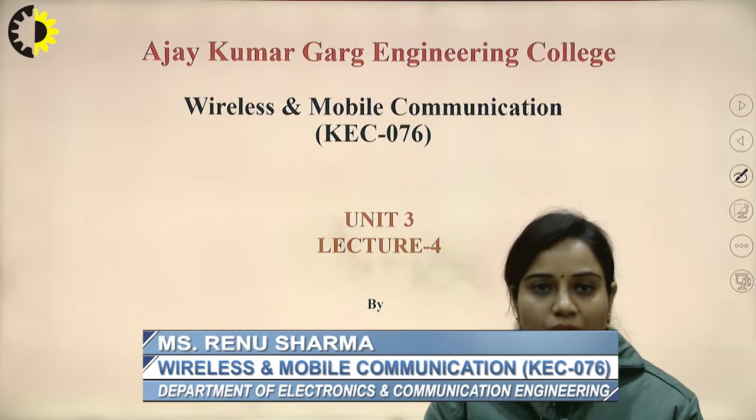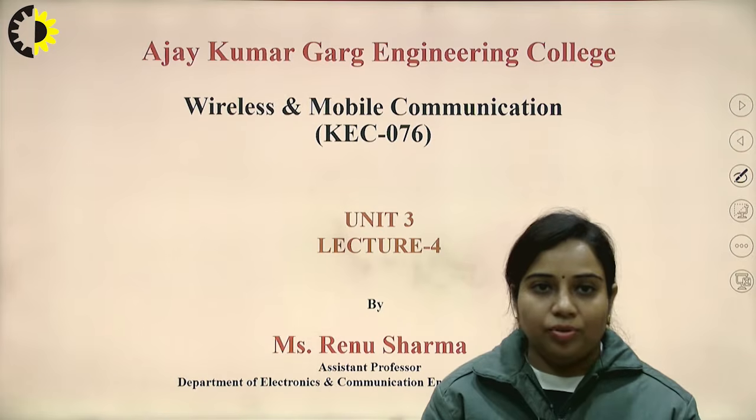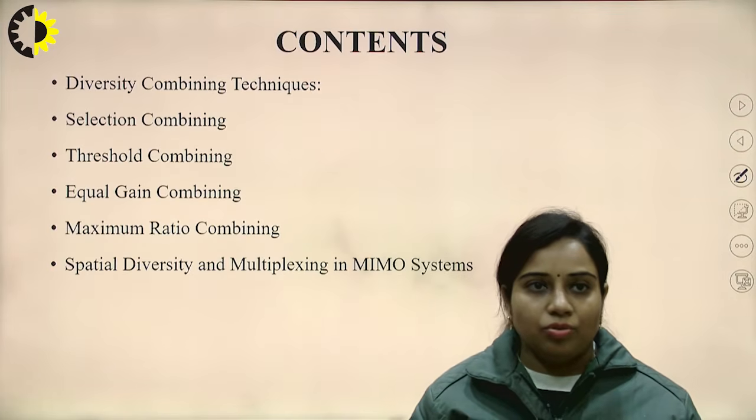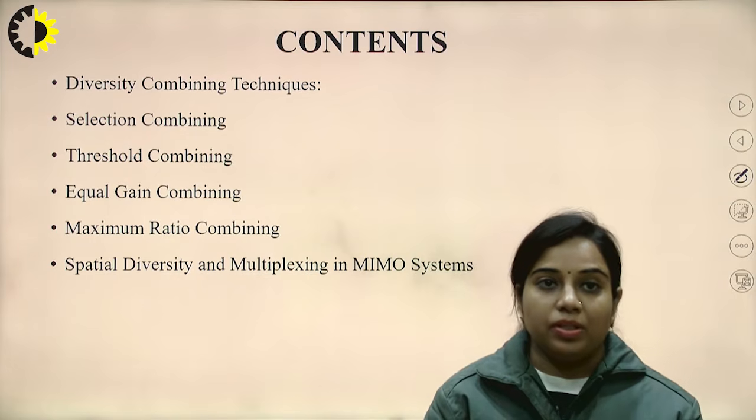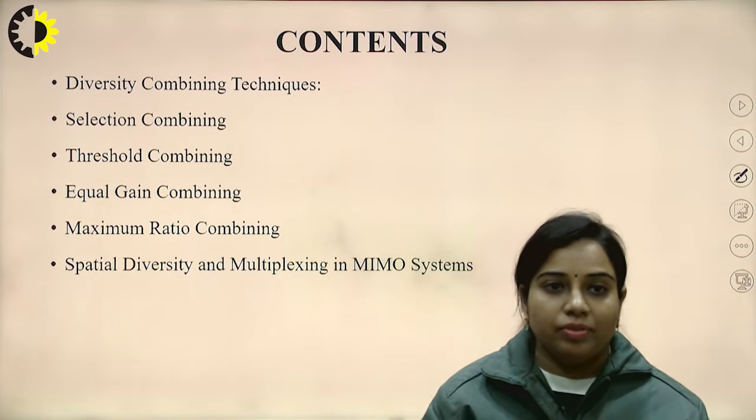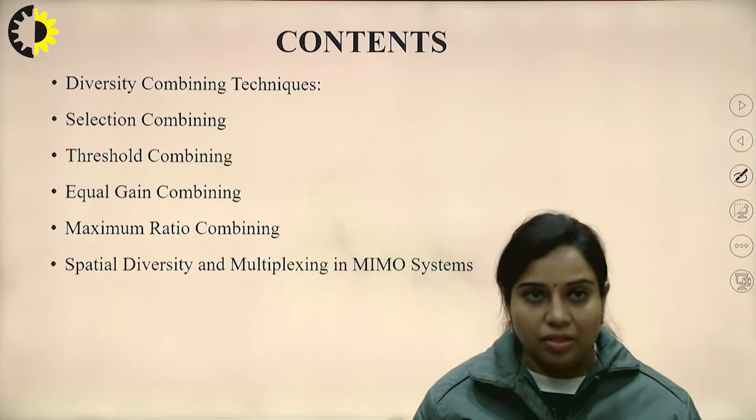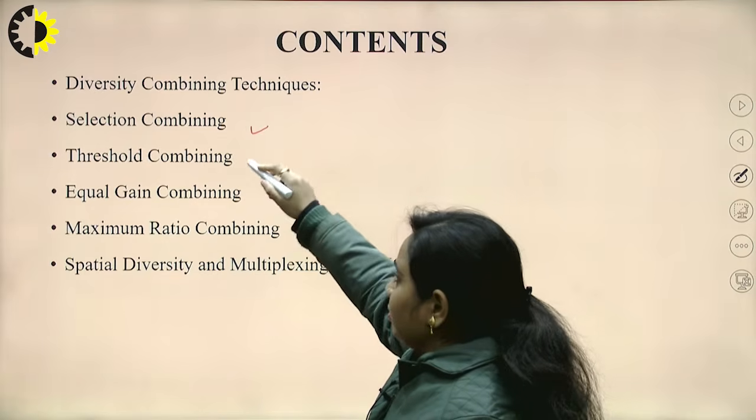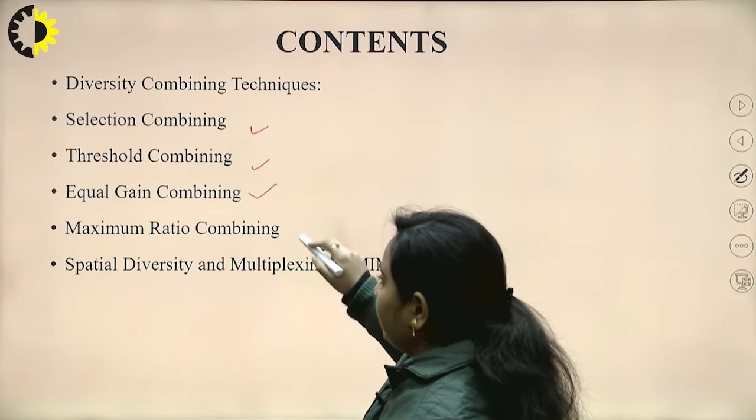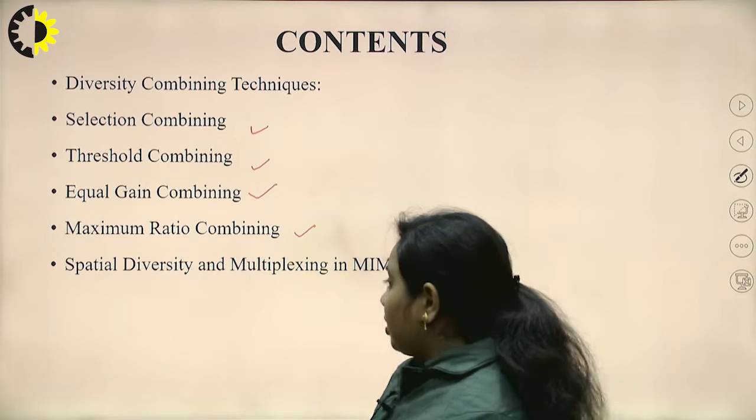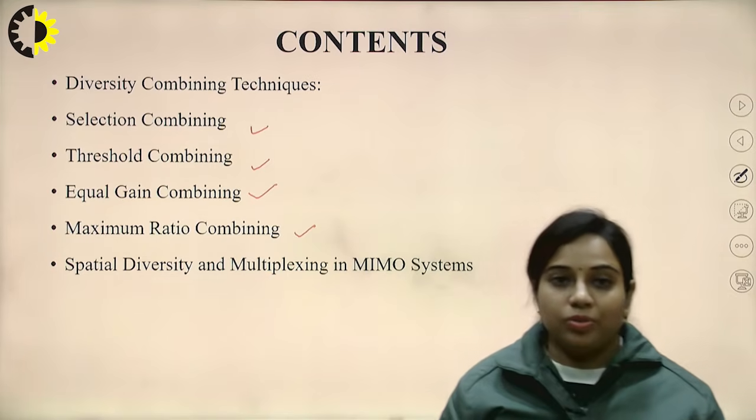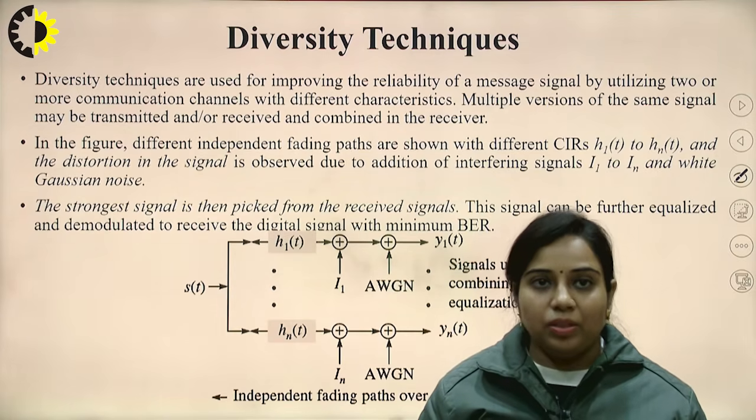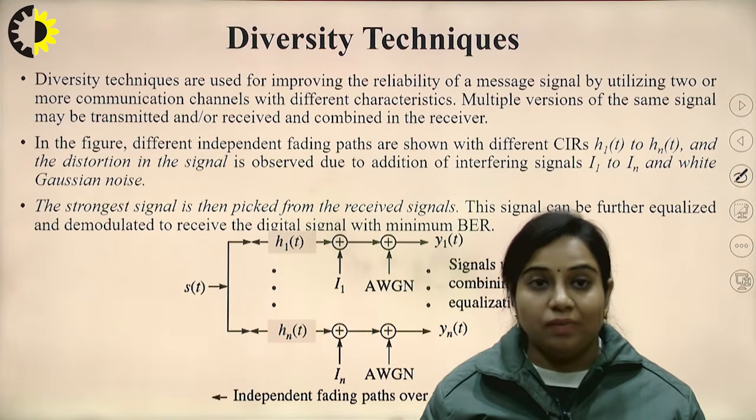Today I am going to start with the next lecture for Unit 3 of the subject Wireless and Mobile Communication. The topic of today's lecture is Diversity Combining Techniques. There are different types of diversity techniques that we are going to discuss today, like the selection combining technique, threshold combining, equal gain combining, then maximum ratio, spatial, and multiplexing in MIMO system, that is multiple input, multiple output system. Before we begin with these different types of techniques, we will see what a diversity technique is.